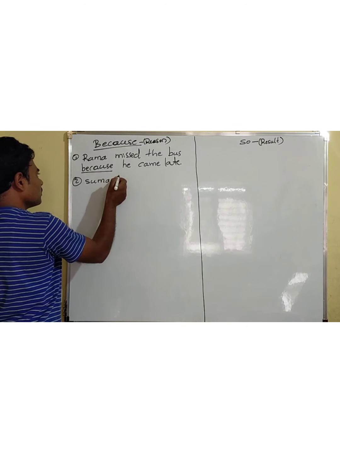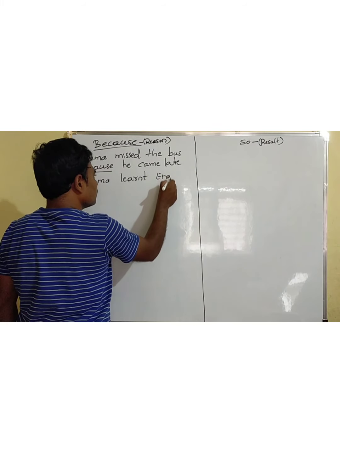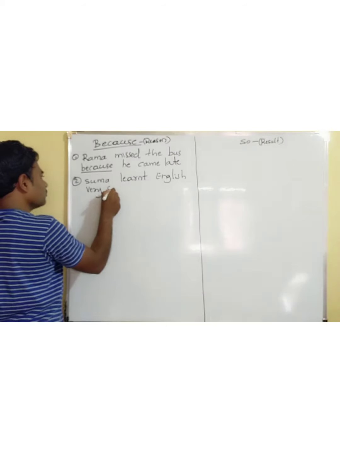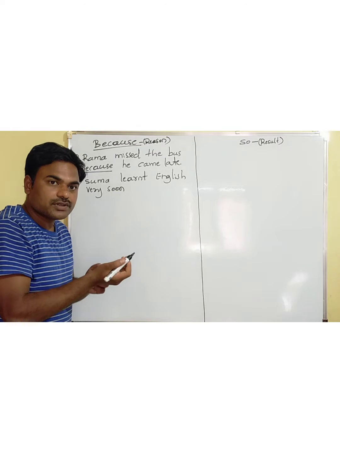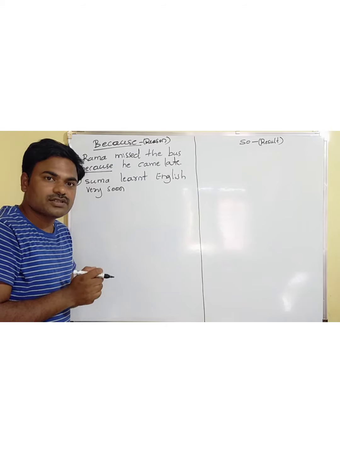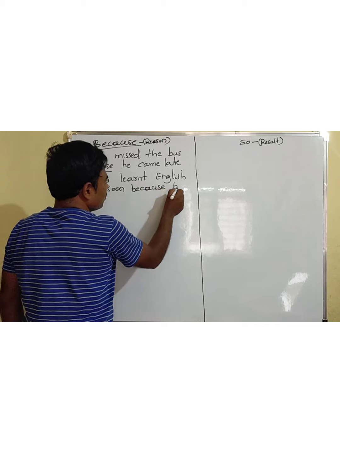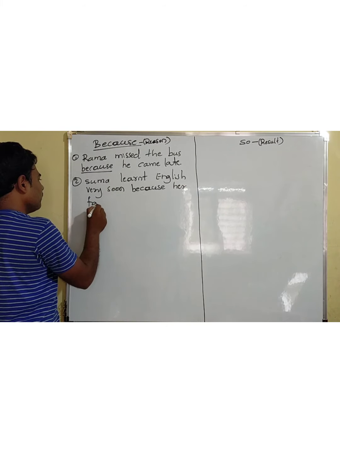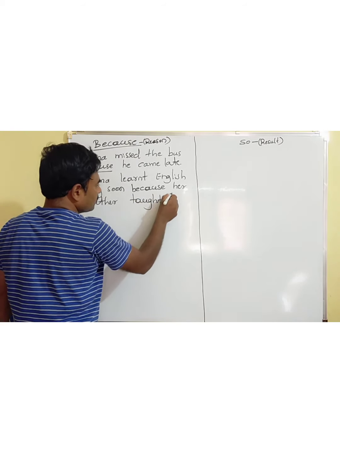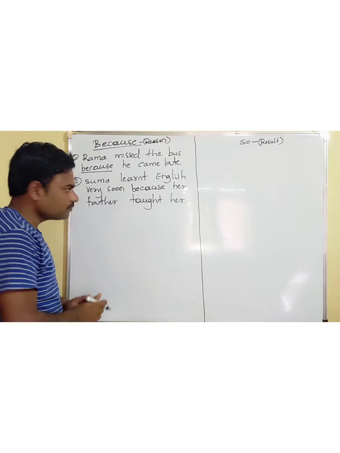Suma learned English very soon. Why did she learn English very soon? What's the reason? Because her father taught her. Because her father taught her very well, because he is an English teacher. Another example.